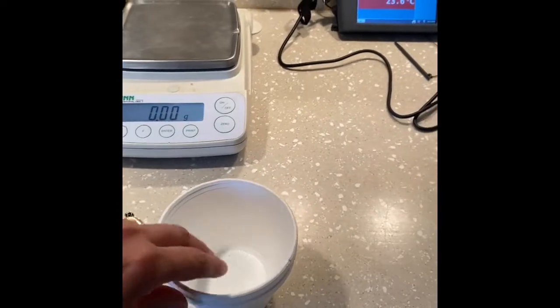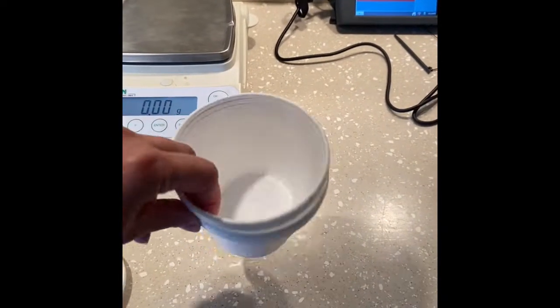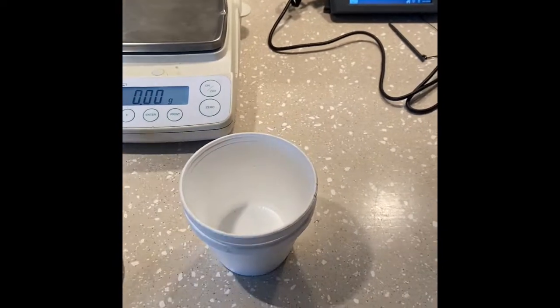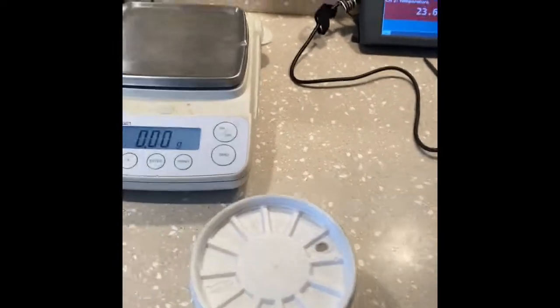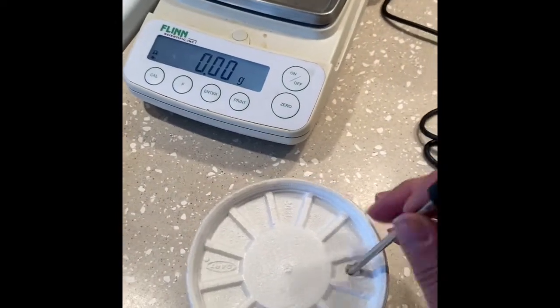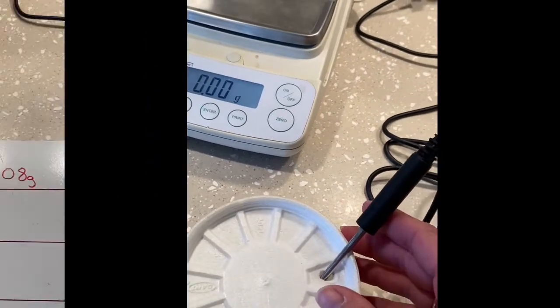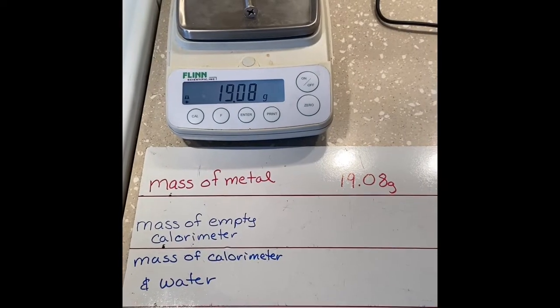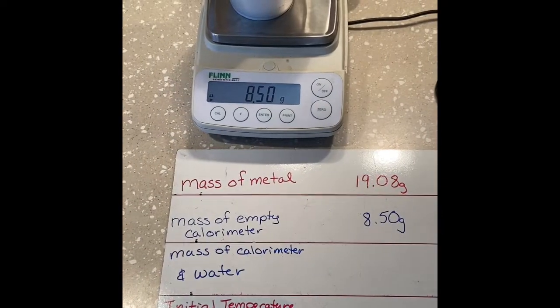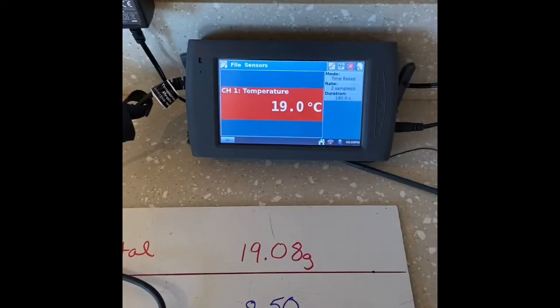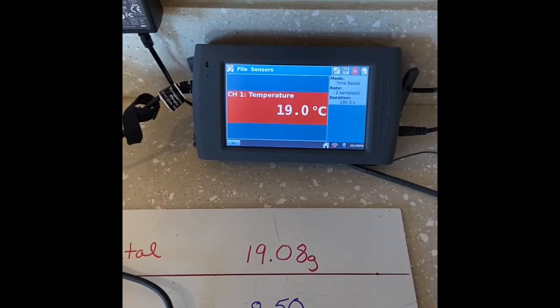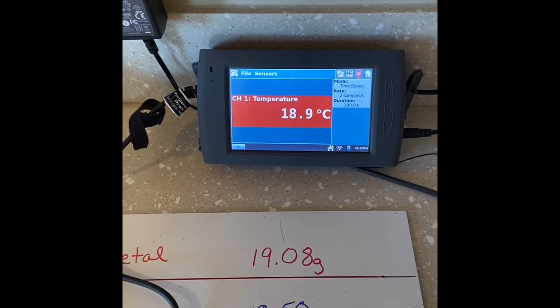This is what we use for a calorimeter. It's the soup bowls from like a Chinese restaurant with a cap that fits right on. And then we put a little hole into the top to insert our thermometer. We record the mass of our metal sample and the mass of our calorimeter, and then the mass of our calorimeter with water. Then we record the initial temperature of the water.